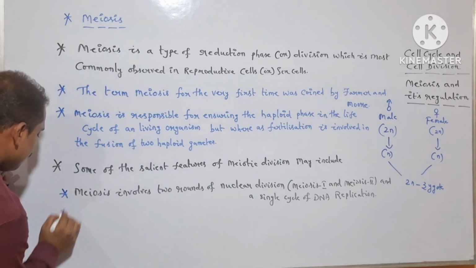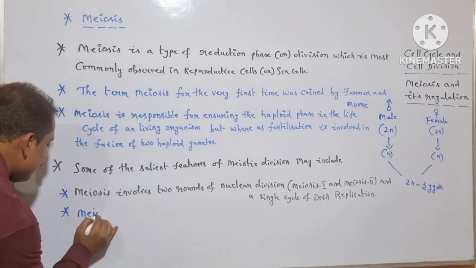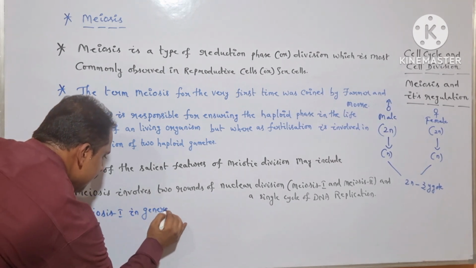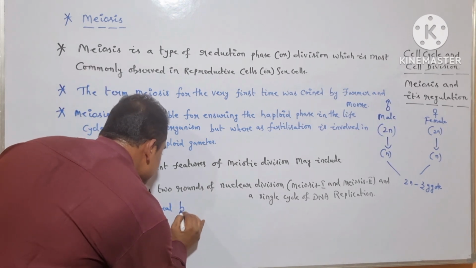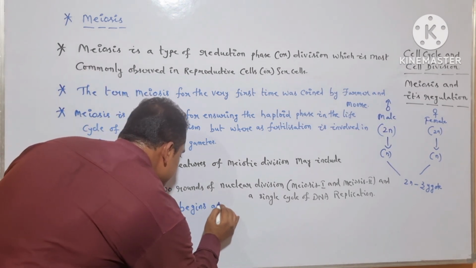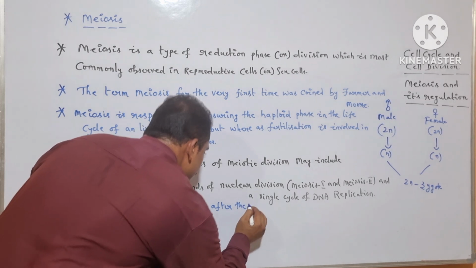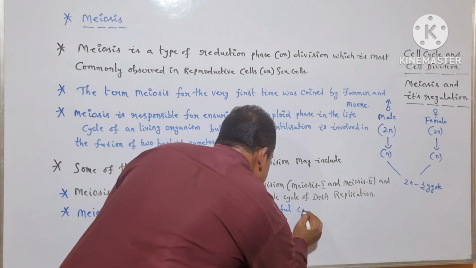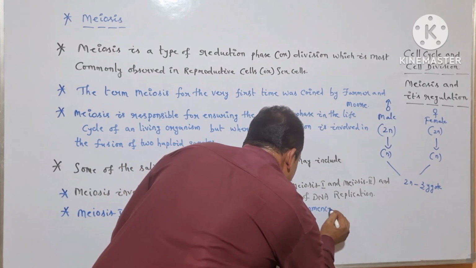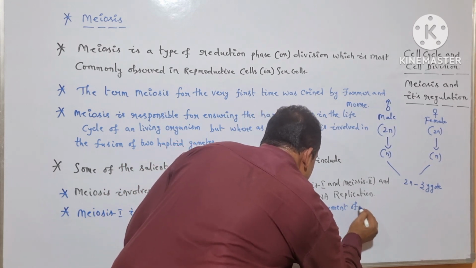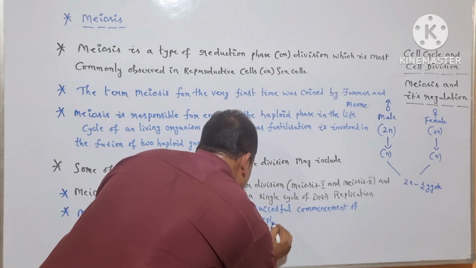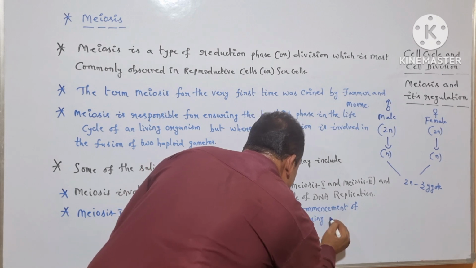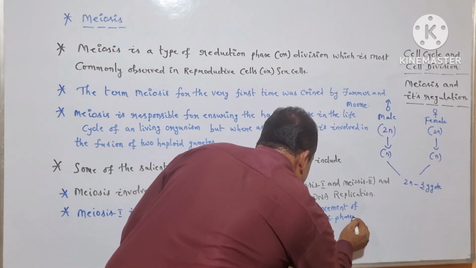Meiosis-1 in general begins after the successful commencement of replication during S phase. During S phase. Is it clear?